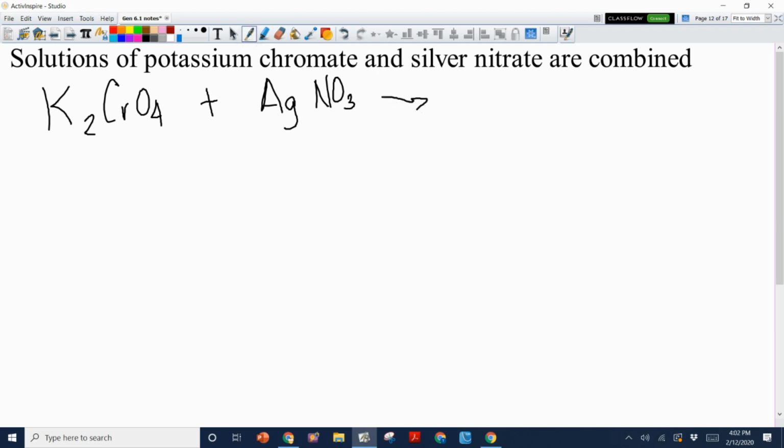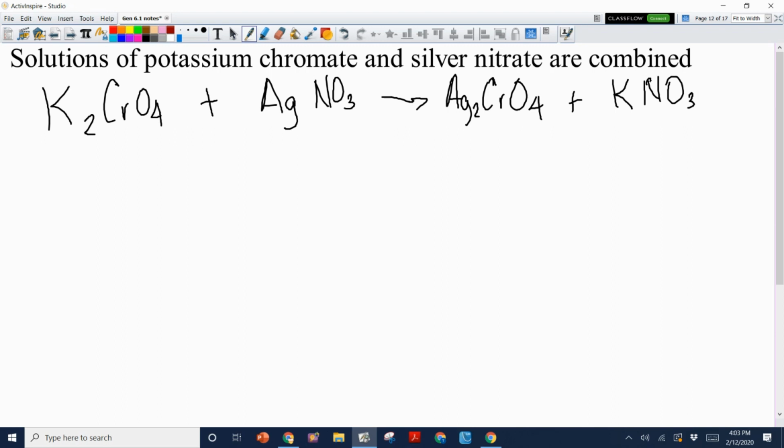All right, so this is a double replacement reaction. So we're going to switch the silver and the potassium. So we're going to get silver chromate. Chromate is a -2, silver is a +1, so we're going to have to swap and drop. I'm going to need a little bit more room here. So Ag2CrO4 plus, and then we're going to have potassium nitrate. Potassium is a +1, nitrate's a -1, so it's KNO3.